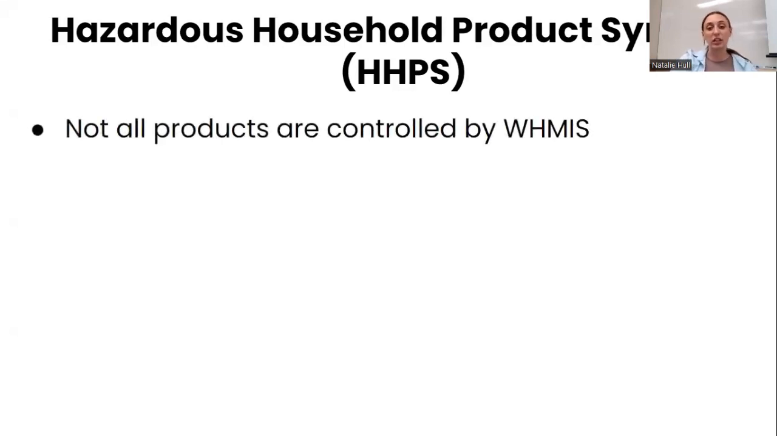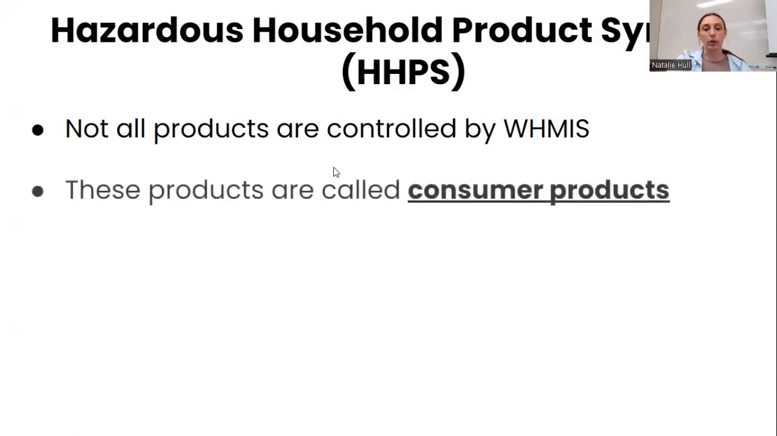The next system that we're going to talk about is probably one that you've already seen before. It's the hazardous household product symbols. So you'll often see these on different cleaning supplies and things like that. Not all of these products are controlled by WHMIS, and these are consumer products, so ones that you don't see in a workplace and you see just on a normal day to day. You could see it in the grocery store or in a store in general. They are called consumer products.